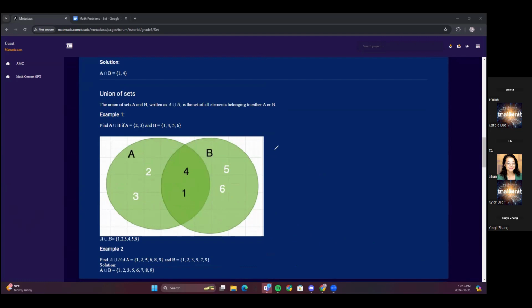Two or more sets combined is known as the union of sets. It can be written as A union B, and it represents all the elements of both sets. In the example below, just ignoring this image, set A has 2 and 3, and set B has 1, 4, 5, 6. So added together, it means that A union B is equal to 1, 2, 3, 4, 5, 6.